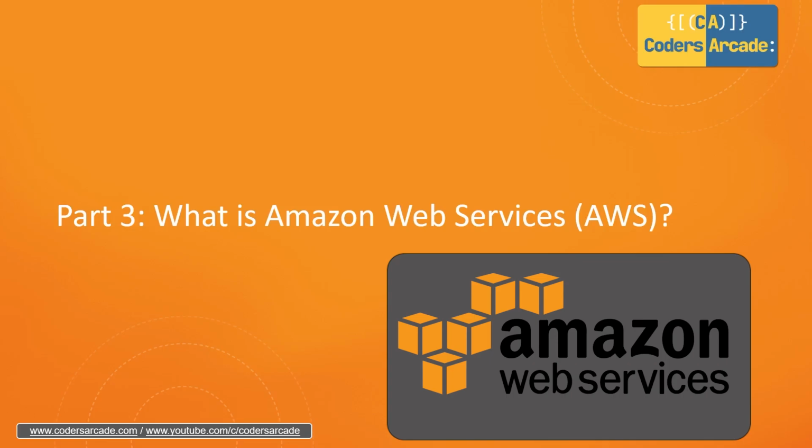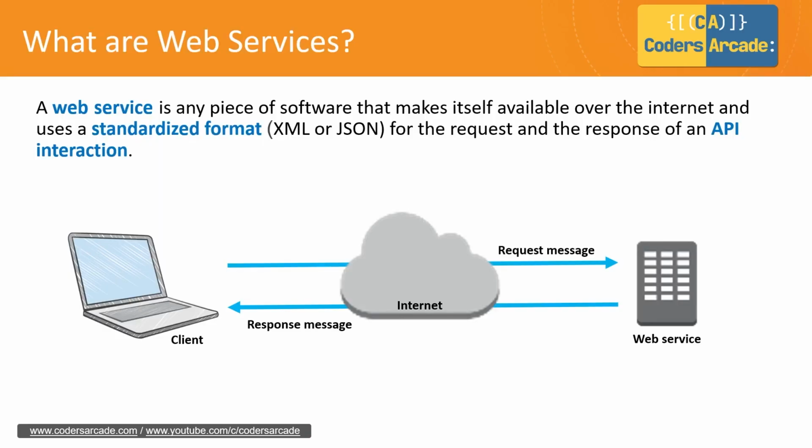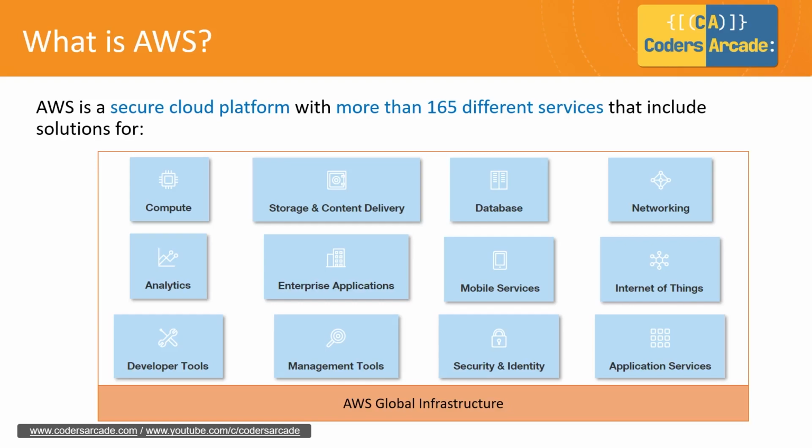Now, basically, what is AWS? We'll learn about that. So, practically speaking, AWS or any other web service is a piece of software that makes itself available over the internet or on private intranet networks. A web service uses a standardized format such as XML or JSON for the request and the response of an API interaction. It is not tied to any one operating system or programming language. It's self describing via an interface definition file and is discoverable. Out of that, the best one till now can be said that is AWS.